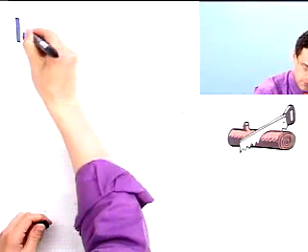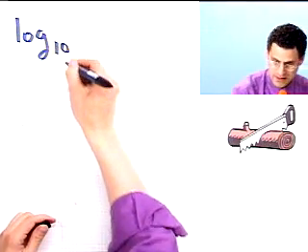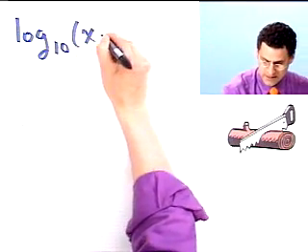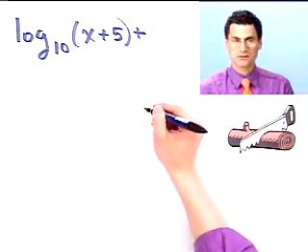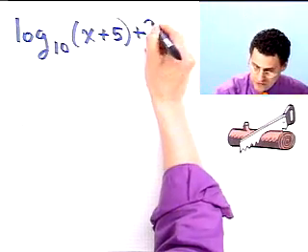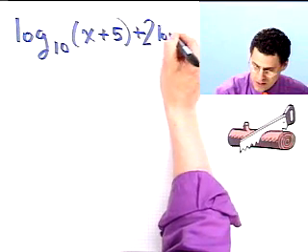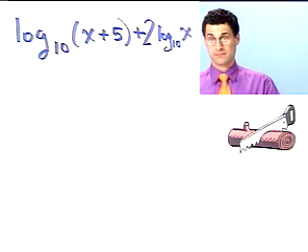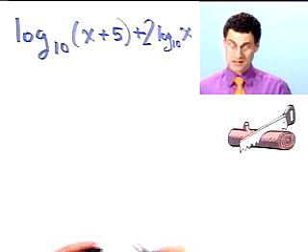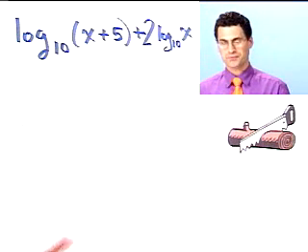Log base 10 of x plus 5, plus 2 log base 10 of x. There's a whole bunch of logs, and I want to write this in terms of just one log. So how do we do this?